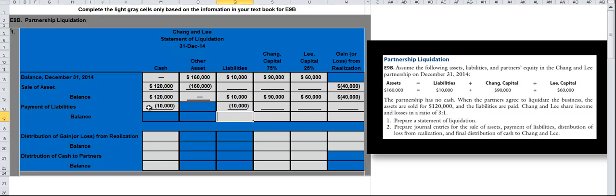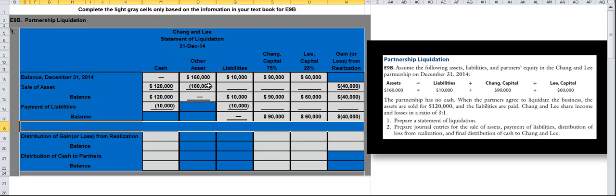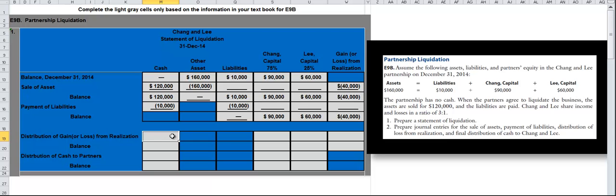So our new balance, we will have zero for our liabilities. Chang still has $90,000, and Lee still has $60,000, and we still have a negative $40,000 loss. So now at this point, all we had were assets and liabilities. We sold our assets and we paid off our liabilities. So now we need to distribute our gain or loss from realization. To distribute our gain or loss, we have a $40,000 loss at this point.